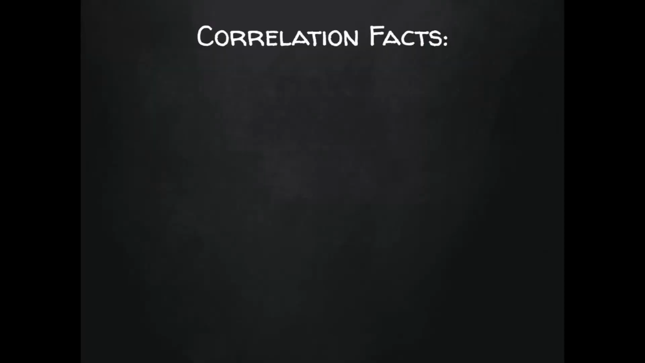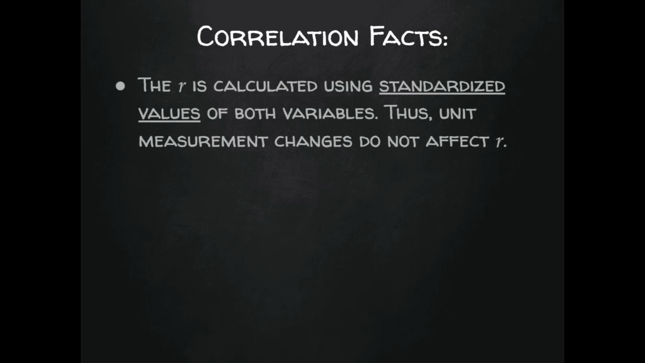And here's a few reminders about how correlation works. R is calculated using standardized values of both variables. Remember that standardized values are unitless. So since R is calculated from unitless values, it also is immune to the effects of units. So if you convert between inches and feet or feet and meters, the R value will stay the same.